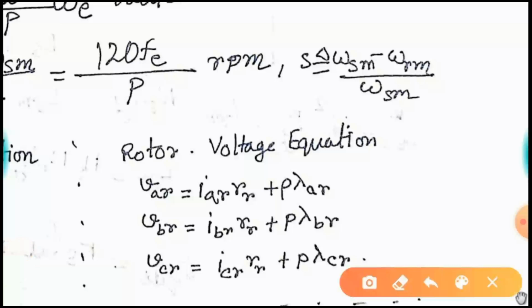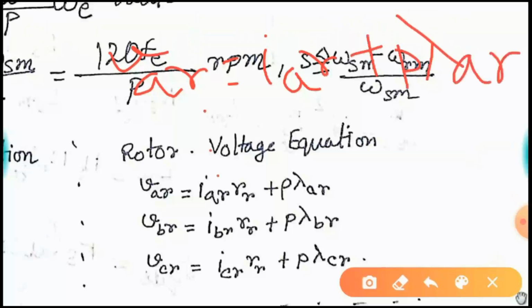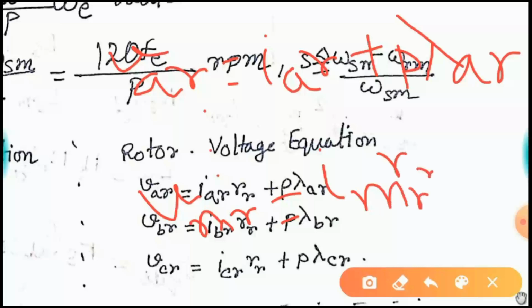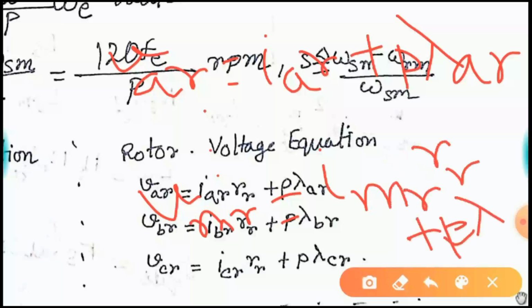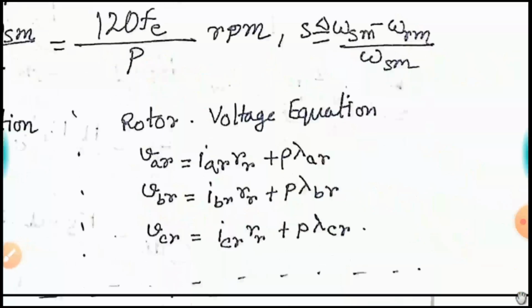If the last phase is m, then you should continue until p lambda MR equals IMR RR plus p lambda MR. This way you should continue and write all the m phase equations there.